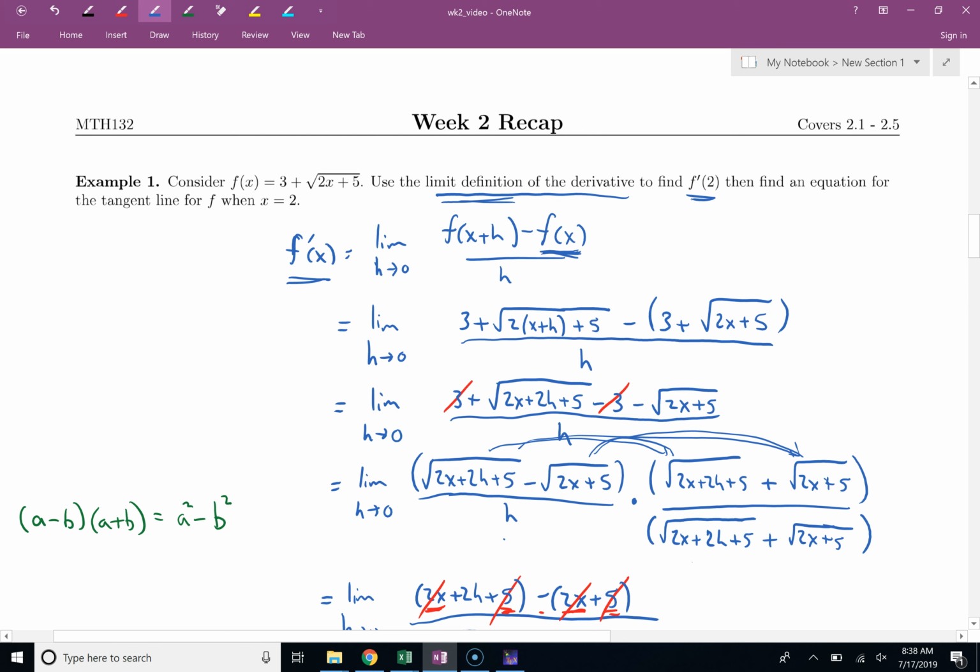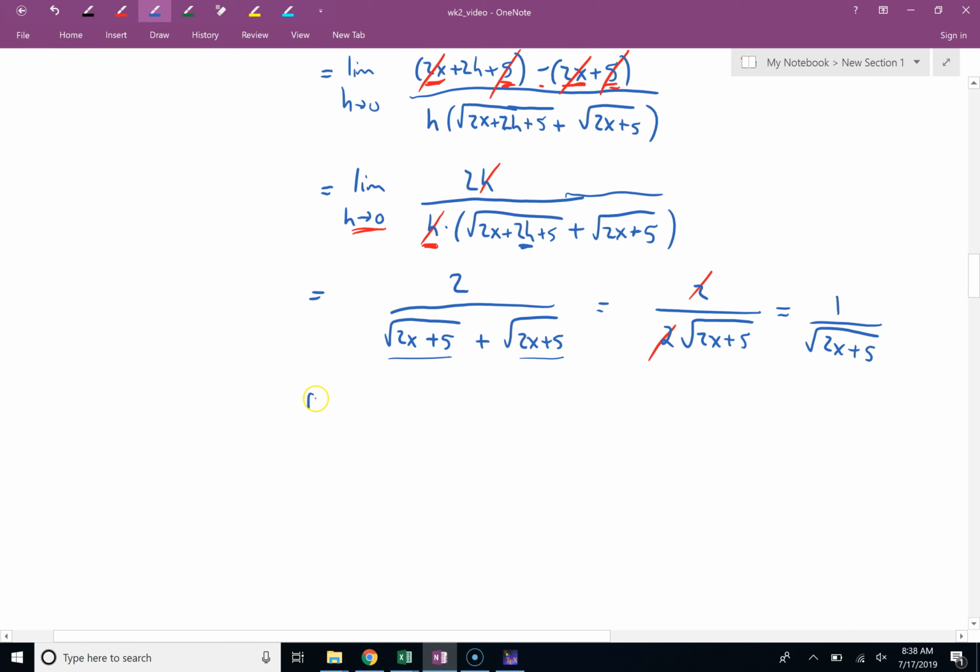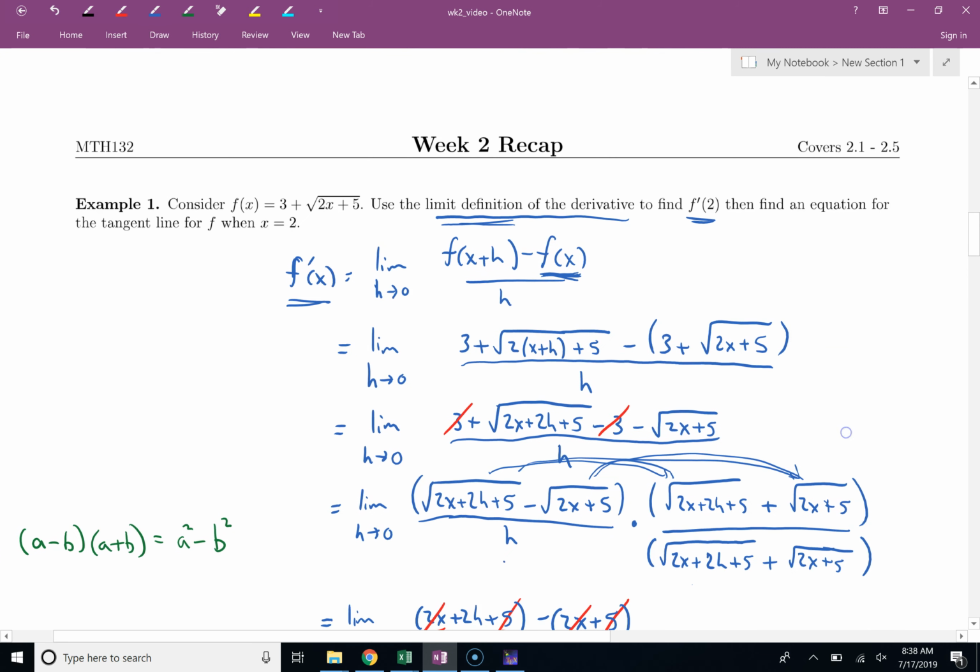So now that I have my derivative formula here, I can just plug in everywhere I see an x, I want 2. So if I want f prime of 2, well then, again, I just go back to my formula here, 1 over the square root of 2 times 2, that's going to be 4, plus 5. So this is going to be 1 over root 9, or that's the same thing as 1/3. So my final answer for that part is 1/3. What is the derivative of this function at 2? The answer is 1/3. Now this actually has a second part to it that we'll answer now.